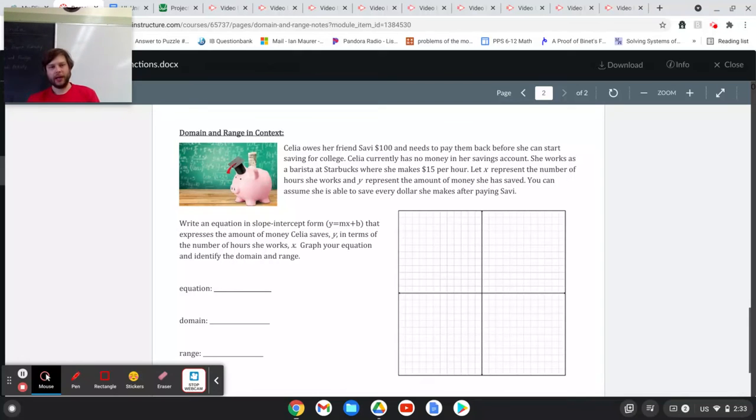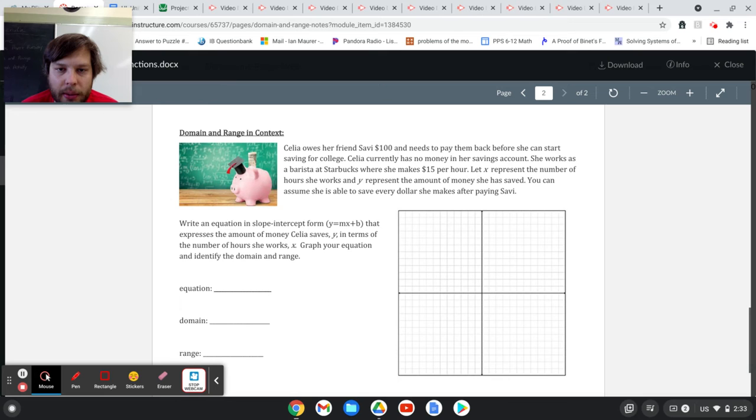All right, now we're still talking about domain and range, but we're looking at it in the context of a word problem. So we've got Celia and Savvy, $100. She owes her $100, needs to pay him back before she can start saving for college. Celia has no money, works as a barista where she makes $15 an hour.